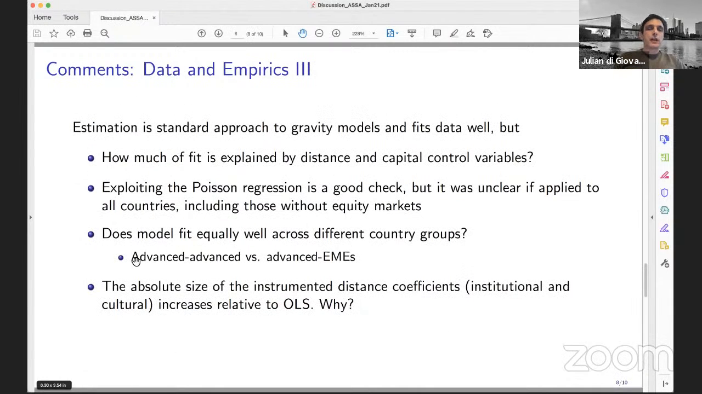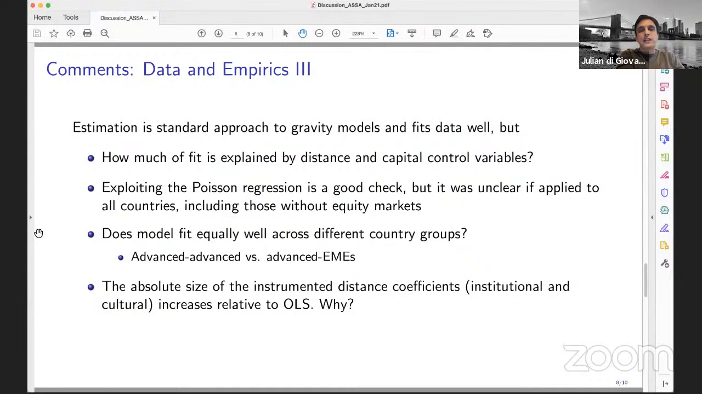Okay. Some other little things on estimation, which are easy enough to fix, but also important for interpretation. Gravity model fits well, but how much of the fit is explained by distance and capital control variables? I just couldn't figure this out from the basic statistics or R-squares presented. Using the Poisson regression is a good check. It was unclear to me whether it was applied to all countries, including those without equity markets, which would be a little weird to think about.